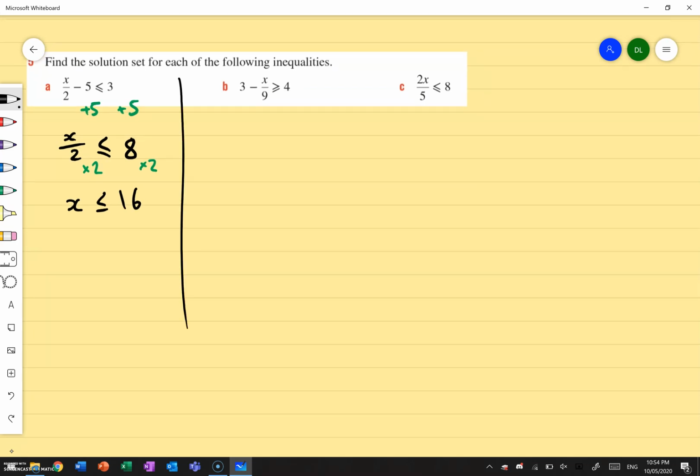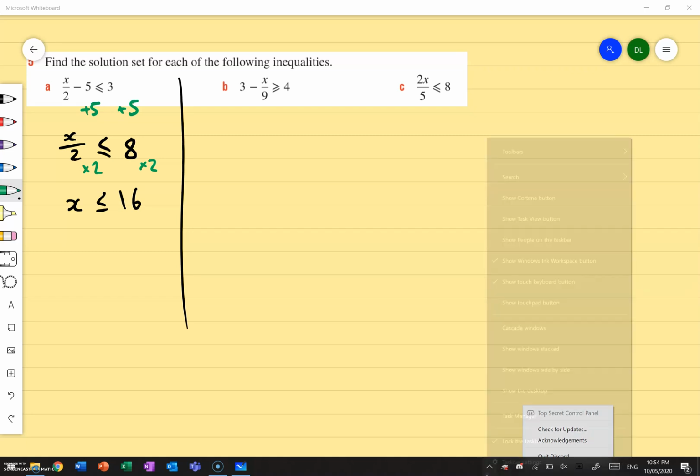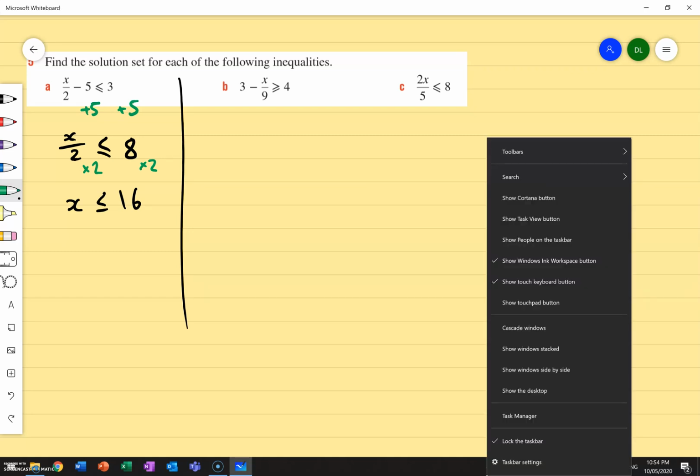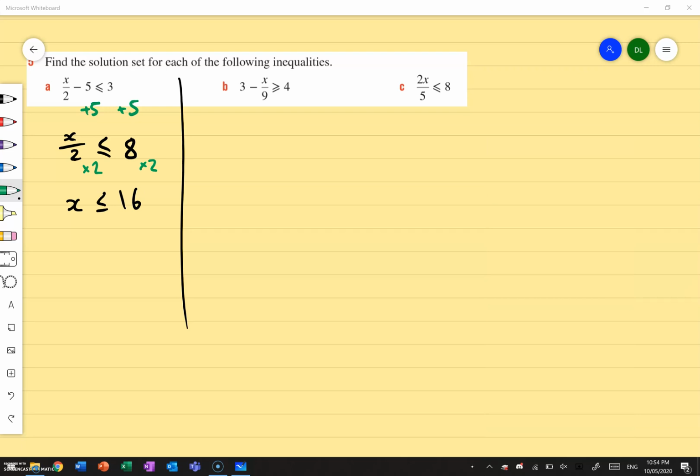So I see that's 3 minus x over 9 is greater than or equal to 4. I'm going to go ahead and minus 3 on both sides, because it's plus 3, right? And end up with negative x over 9 is greater than or equal to 4 minus 3, which is 1. I'm going to times both sides by 9, because right now it's divided by 9, right? So times by 9, and I end up with negative x is greater than or equal to 9.